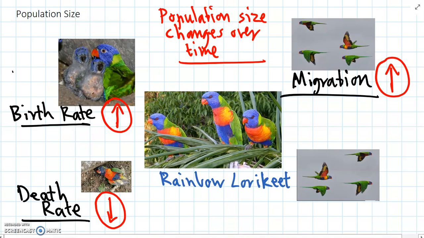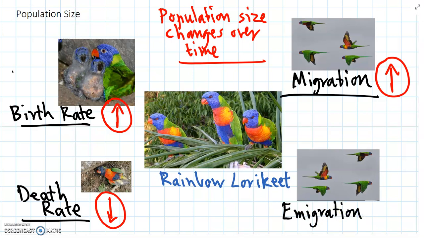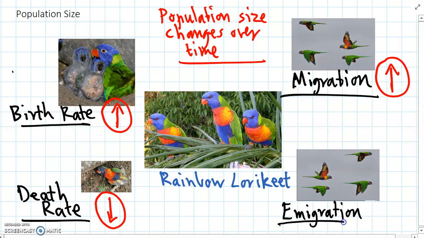And the opposite of migration is called emigration. And emigration means that individuals are deciding to leave that population and go somewhere else. Just like when people decide to emigrate to a different country. So if there are lots of lorikeets emigrating, that means the population size will go down overall.